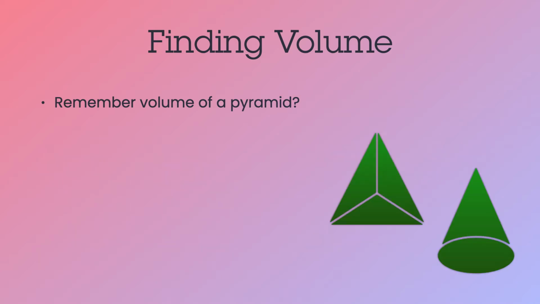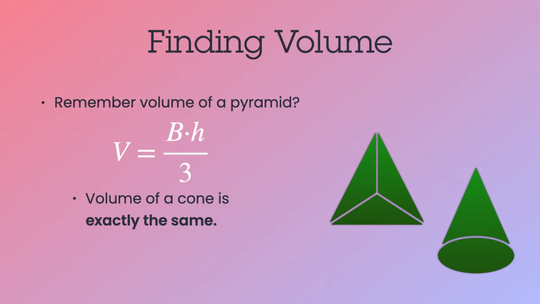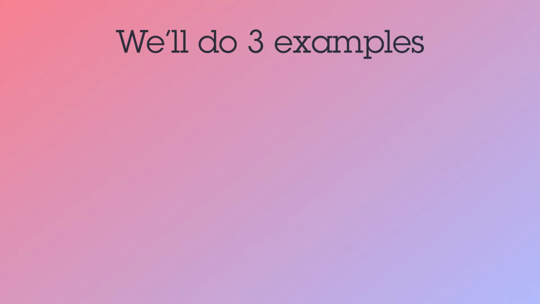And similarly, remember volume of a pyramid? We used volume equals the area of the base times height and then divided by 3. Well, volume of a cone is exactly the same. It's just that we're guaranteed to have a circular base, so that capital B, the area of the base, is pi r squared. We're going to do 3 examples.